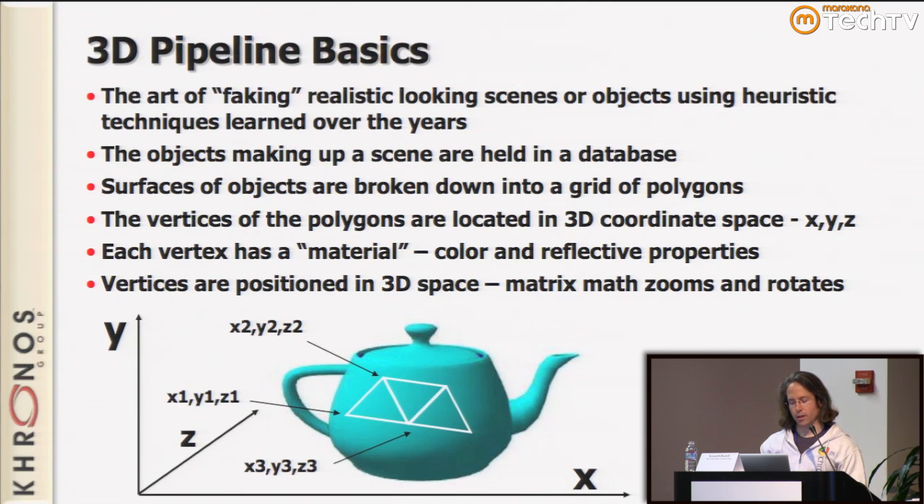And finally, the vertices, of course, are positioned in a 3D coordinate system, right? This is the typical thing that you do when you're a computer graphics programmer. You make your right-handed coordinate system, positive x, positive y, positive z, and then you position your objects in the scene. And it's linear algebra, it's matrix math that allows you to represent how these objects move around in the scene.